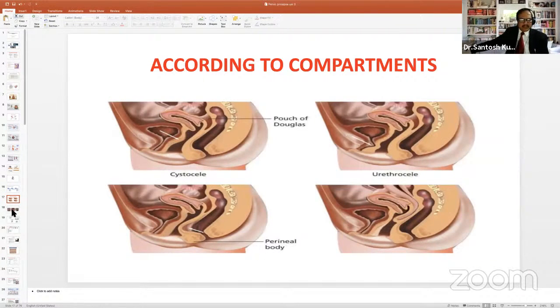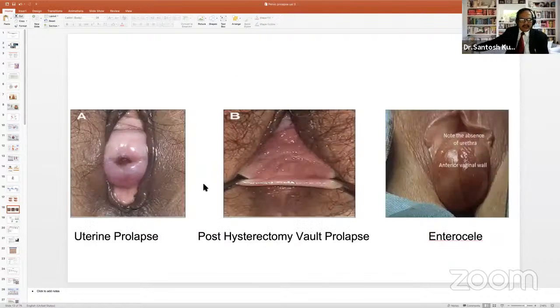This is another picture showing the same thing, and these are clinical photographs. When you see uterine prolapse, the feature is like this: the uterus is coming through the vagina. In procidentia, the complete uterus is outside the vagina.